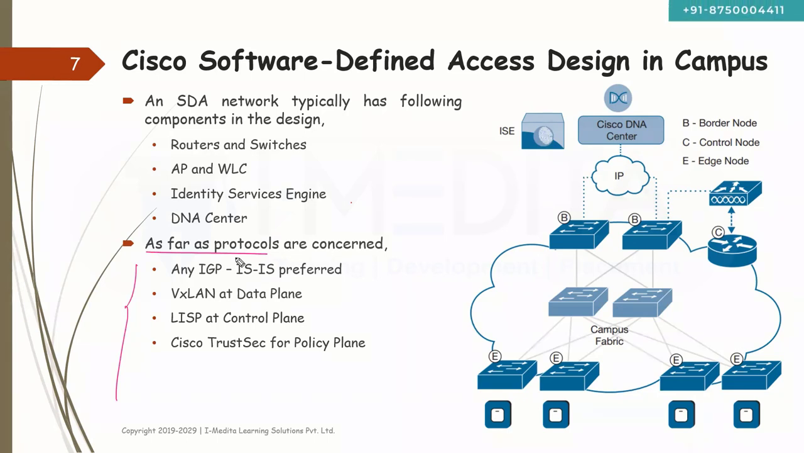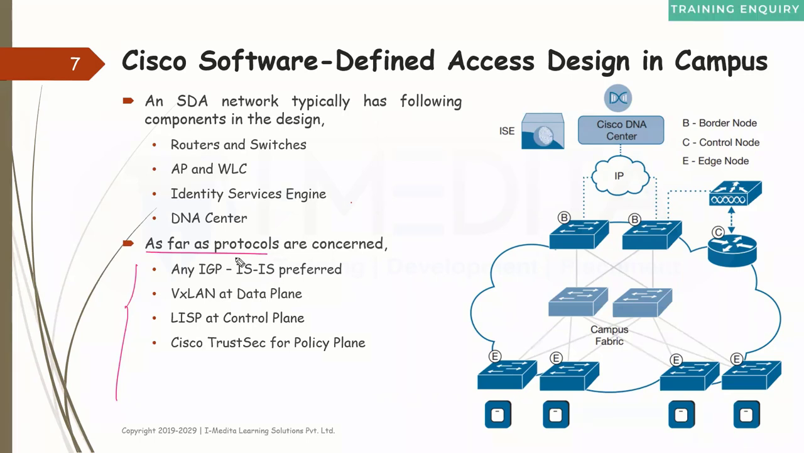We'll talk in detail about VXLAN and LISP, why they go for VXLAN, why they go for LISP, how LISP operates, how VXLAN operates. We'll talk in more detail about that later on. Not the service provider level LISP, or the DC level VXLAN. We'll talk only as much as is useful for our SDA deployment, right? We are not going to go through the entire LISP or entire VXLAN.